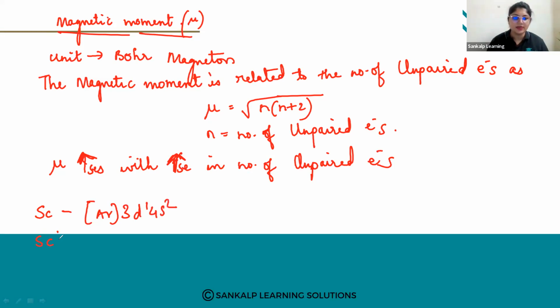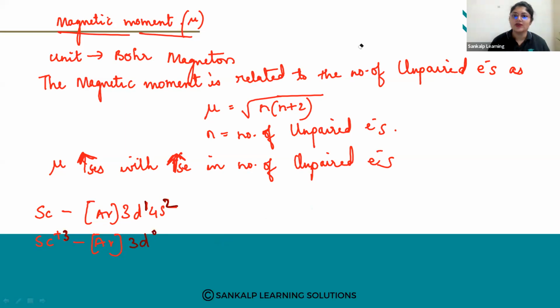Scandium is in the +3 state, so this will be argon 3d3, right? Scandium +3 means all these 3 electrons will go. So it will be 3d0, 4s0. The number of unpaired electrons will be 0. So if you calculate the magnetic moment, mu also will be 0. So the magnetic moment is 0. So this will leave now. Next we'll go for what?